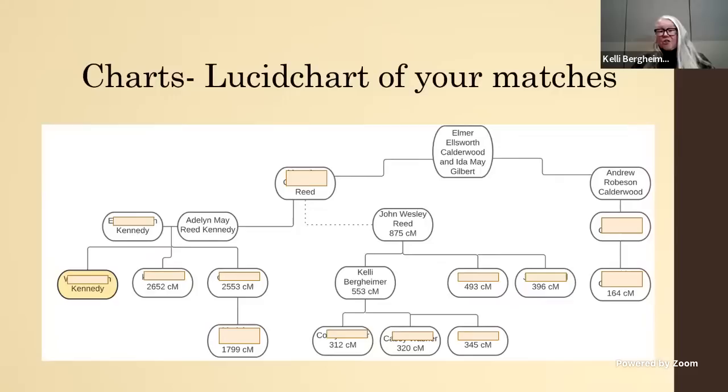So this is just what I do when I'm starting to piece together a family. There are a number of reasons to do this, but the number one reason for me is so that when I look at this, I can see if the amount of centimorgans are appropriate for the relationships and the generations. So when I look on the far left with the Kennedy match, and I look at his two sisters next to him, are 2652 and 2553 appropriate for sibling relationships? Are they full siblings or half? Those kinds of things. And then when I look at my children's shared centimorgans with that cousin, I'm looking at 312, 320, 345. Is that really appropriate for a first cousin once removed or a half first cousin once removed? So those are the kinds of things that I'm analyzing while I'm just putting together this Lucidchart.